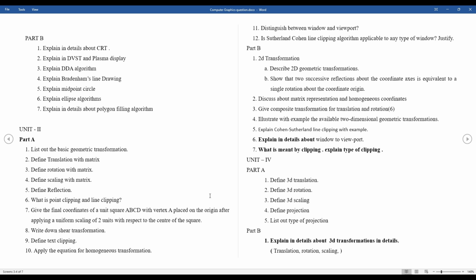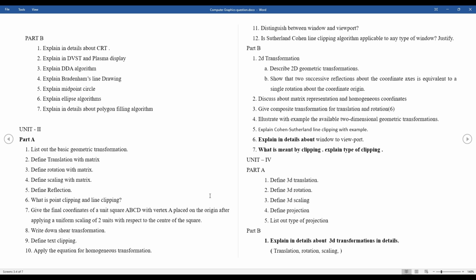They may ask about some 2D transformation, give some object, and you have to perform the operation also. So for this, you have to practice with the formulas. Okay, formulas. And the Cohen-Sutherland line clipping was already explained to you.